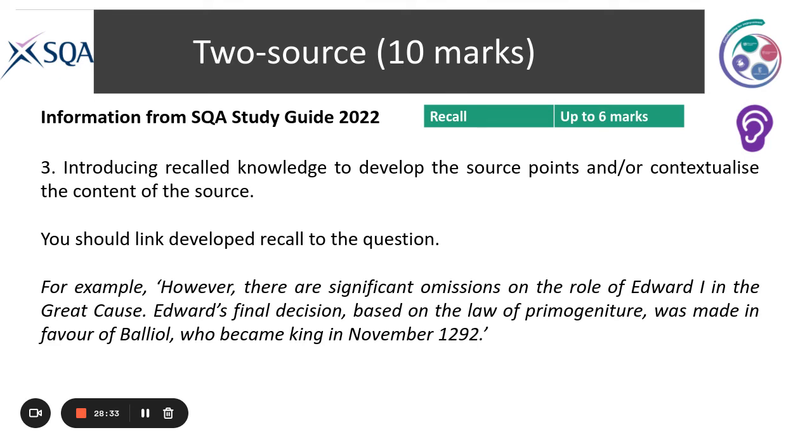You then do recall, which is up to 6 marks. So introduce and recall knowledge to develop the source points and or contextualise the content of the source. You should link developed recall to the question. For example, however, there are significant omissions on the role of Edward I in the Great Cause. Edward's final decision, based on the law of primogeniture, was made in favour of Balliol, who became king in November 1292. Now, this is up to 6 marks, but what you could do is your 2 overall, your 4 interpretations, and then you only need 4 recall to get 10 marks.